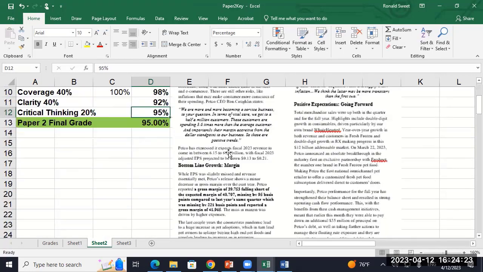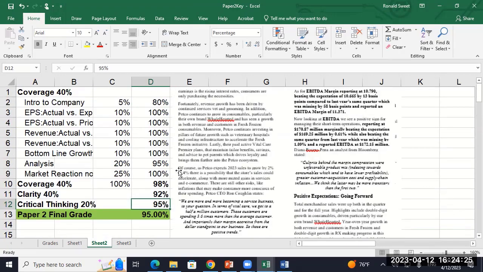look at the detail. The way I read it on the clarity, it's obvious where I am in the paper. It flows well. The paragraphs aren't too long. On the critical thinking, it's like, is she answering the obvious questions I would ask?